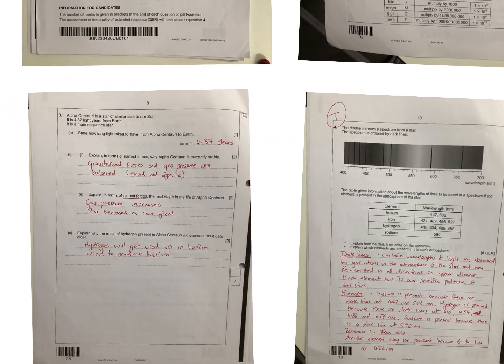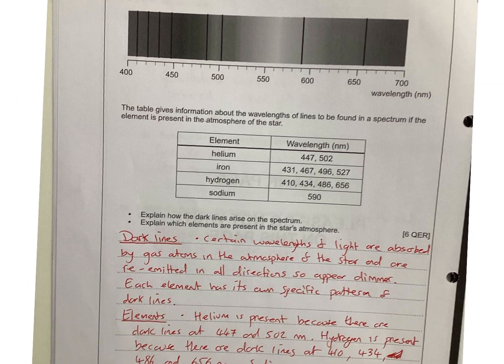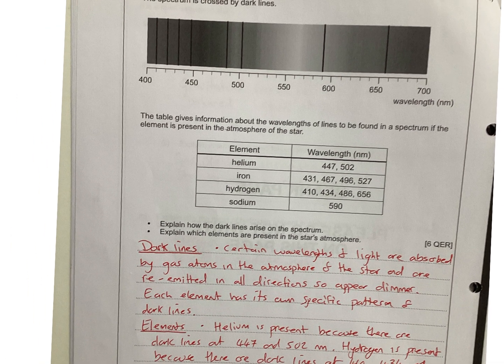On to a triple question here then. Triple question, we're dealing with an absorption spectra. So you can see these lines, and we're given 6 marks, we're asked to explain firstly what the dark lines are from this bit and explain which elements are present. Now we're given a table to give us the wavelengths of these different types of elements, each has a barcode.